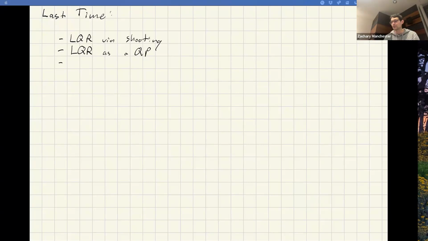And then we zoomed in on that linear system and looked at it blockwise and played this back substitution trick where we walked up the blocks of the matrix and derived this thing called the Riccati equation, right? And that was kind of cool.